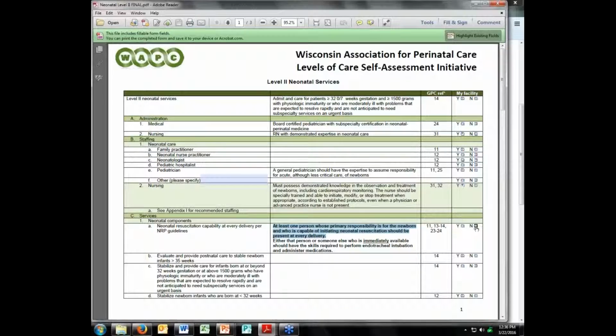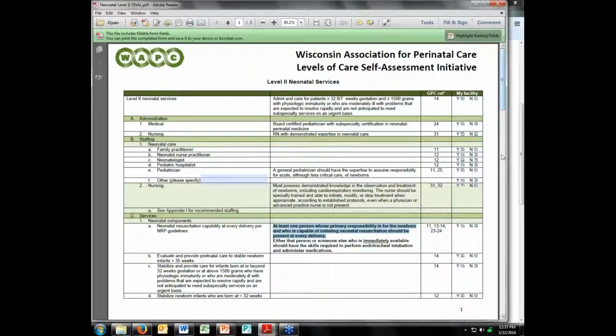In this situation, I checked the no box here. What that's going to mean is it's going to generate some questions. We're going to send a response that says, you checked no on this particular item. Who's there to provide care for the baby? And maybe what it is, oh, well, we have somebody there. They're all trained in NRP, but we just didn't think about them in that capacity. So what this does, if nothing else, is get people thinking about what should be available as you're providing perinatal services, and in this case specifically the neonatal ones.